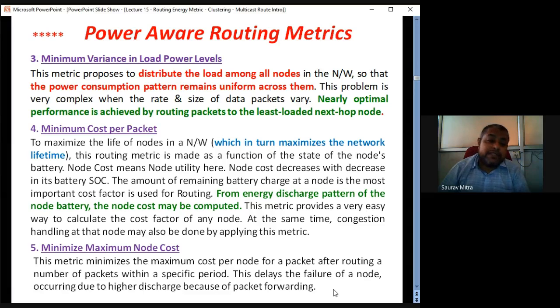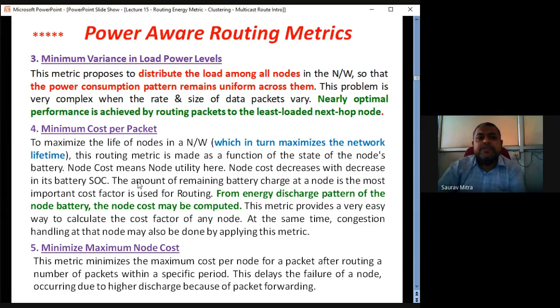If a node dies first, partitioning will happen in the network. If partitioning happens, there will be no data transmission from the sender to the receiver. So for proper data transmission over the network for a longer period of time, the most important thing is load distribution and distribution of the energy cost factor among all the different sender, receiver and repeater nodes. So this was about power over routing metrics.